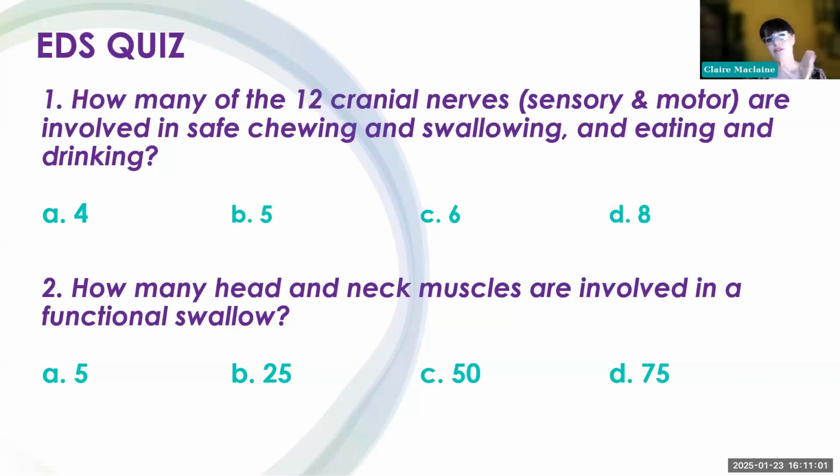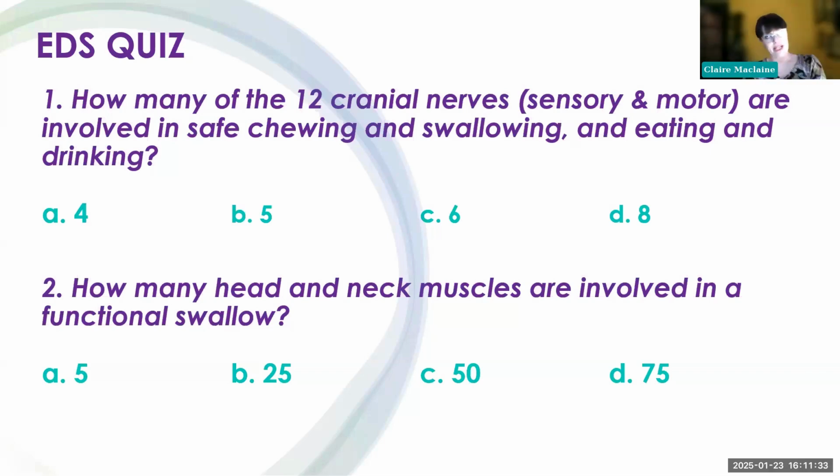Some people say 5, some people say 4, and some people say 8. So when I was training, we were taught that it's 8 because you use your eyes and your smell to eat. Well, that's not actually true. You can eat and drink safely by being blind and not having any sense of smell. It makes your enjoyment of food better to be able to smell it and see it, but it doesn't mean you can't swallow safely. So 8 is out.